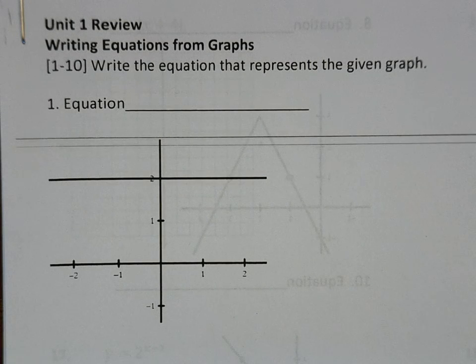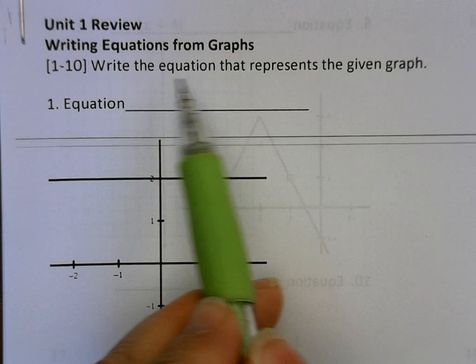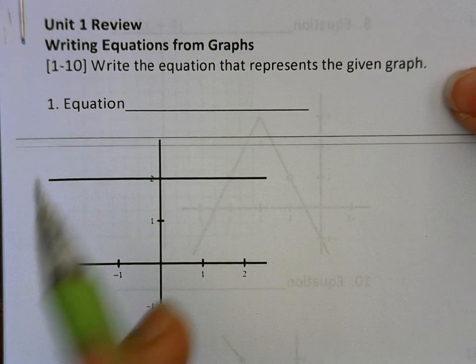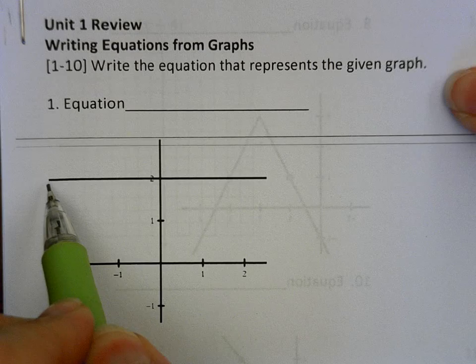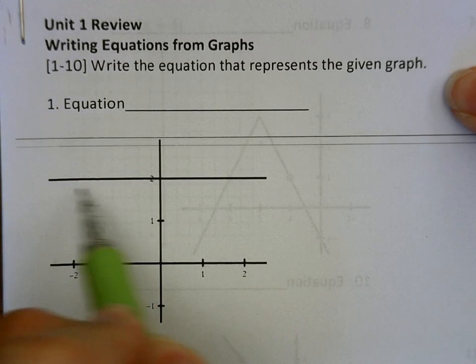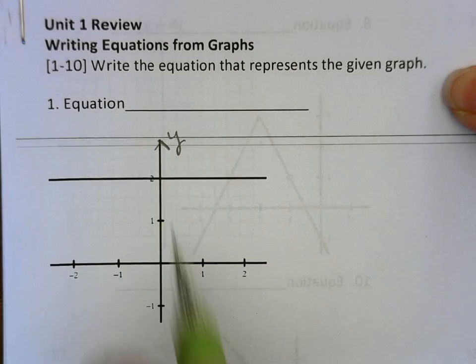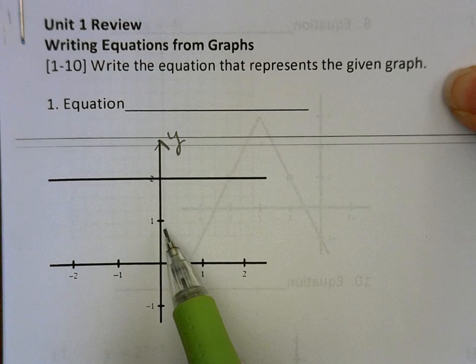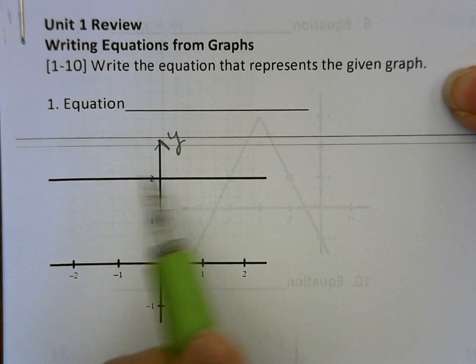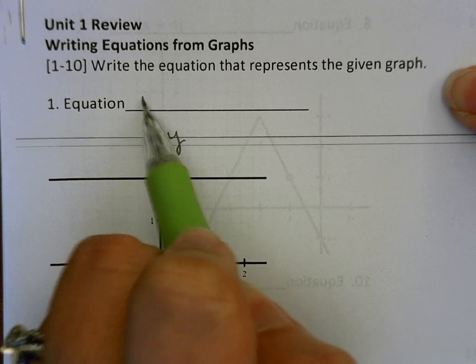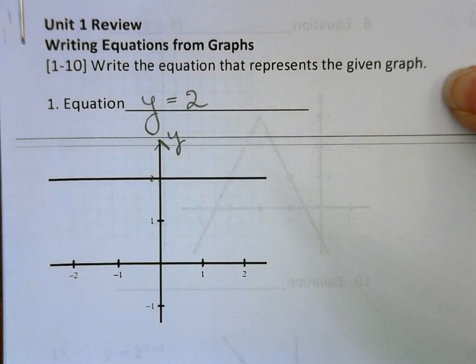Okay, this is the solutions for Unit 1 review in Math 3. So for the first one, they're asking you to write the equation. When I look at this graph here, it's a horizontal line, so it's linear, and it crosses the y-axis at 2. So that equation would be y equals 2. So again, it crosses the y-axis at 2.